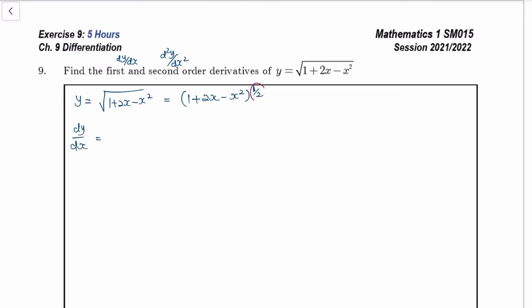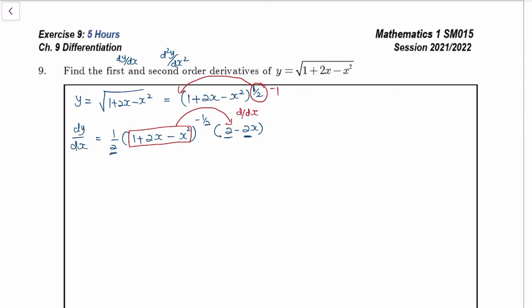Okay, so 1 over 2 bawa depan, 1 over 2 minus 1. Dan jangan lupa darabkan dengan differentiate power. So 1 over 2, 1 plus 2x minus x square to the power of negative 1 over 2 times 2 minus 2x. Yeah, this one differentiate dx. Okay, so kita factorizekan 2 dan kita boleh potongkan dengan 1 over 2 dekat luar. So that we'll get 1 minus x over square root of 1 plus 2x minus x square. So this is our dy over dx.